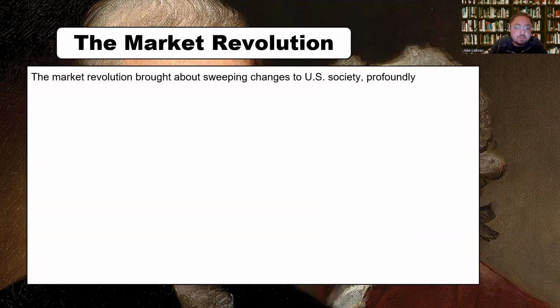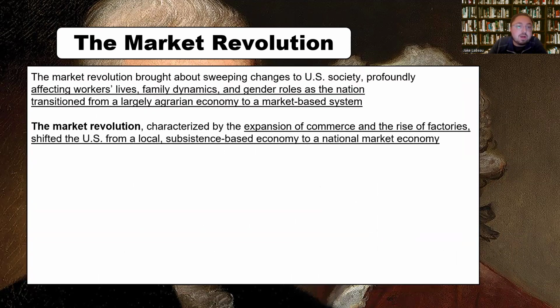All right, market revolutions. So the market revolution brought about sweeping changes to the US society, profoundly affecting workers' lives, family dynamics, and gender roles as the nation transitioned from a largely agrarian, remember that's farm economy, to a market-based economy. So there is this market revolution that happens, and it's characterized by this expansion of commerce and this rise of factories, shifted the US from local subsistence based economy to more of a national market style economy.